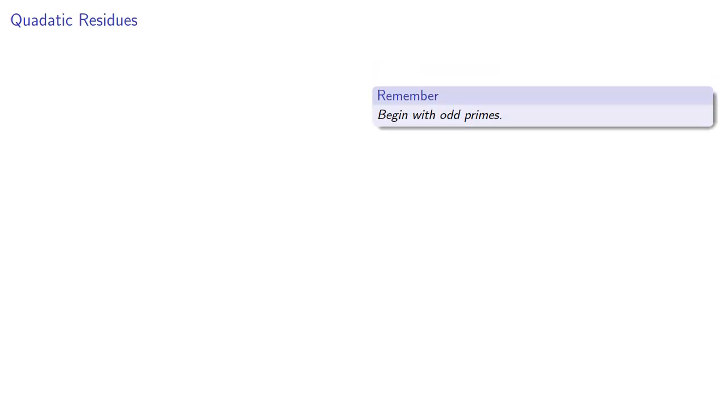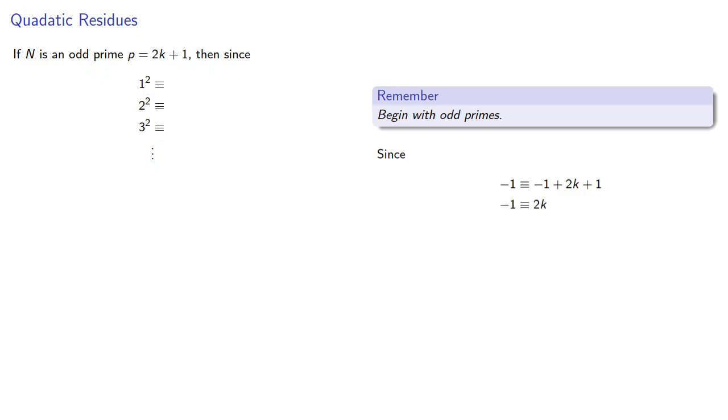Now, remember, we should begin our analysis with odd primes. So if n is an odd prime, some prime of the form 2k plus 1, then we might consider 1 squared, 2 squared, 3 squared, and so on. And since negative 1 is negative 1 plus the modulus, then negative 1 is congruent to 2k, and so negative 1 squared is congruent to 2k squared, but negative 1 squared is just 1 squared. So 1 squared and 2k squared are congruent.